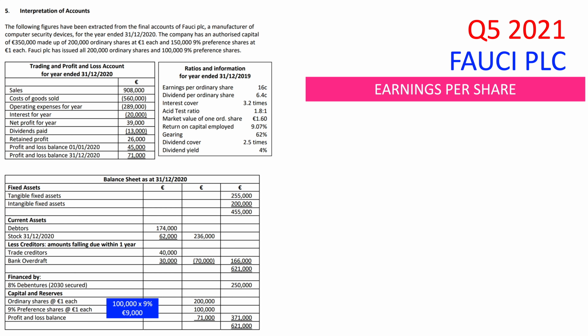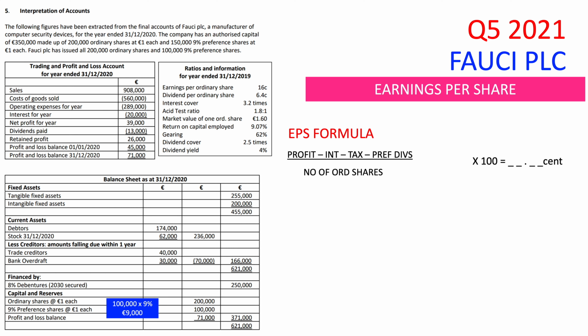Okay, so formula for this, we're going to use the profit after figure, because as you know, the only two formulas that use the operating profit figure are ROCE and interest cover. So every other profit figure is going to be the profit after figure. So profit after interest, after tax, after preference dividends, over the number of ordinary shares, which is 200,000, multiplied by 100, and that's what our answer is.